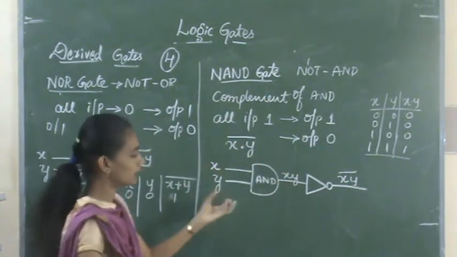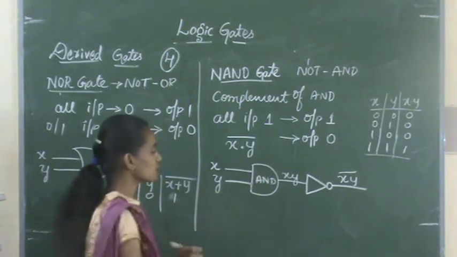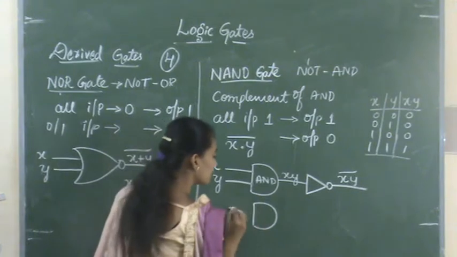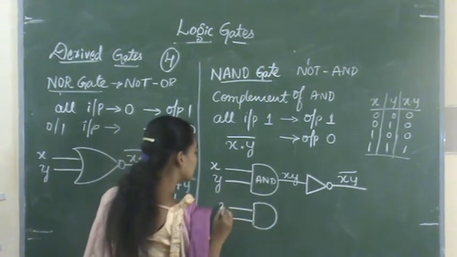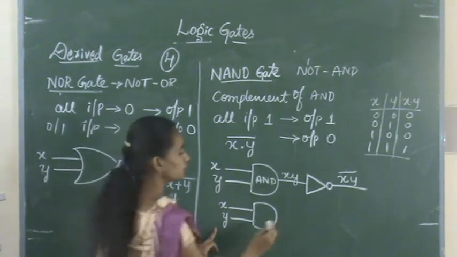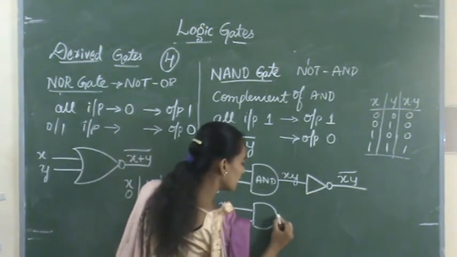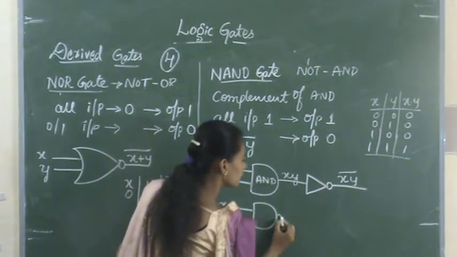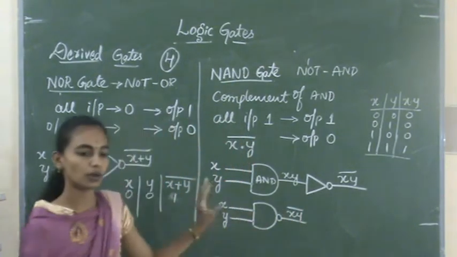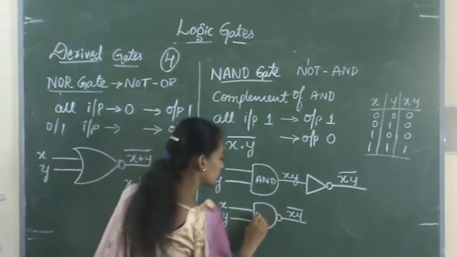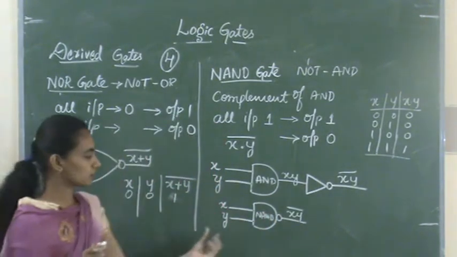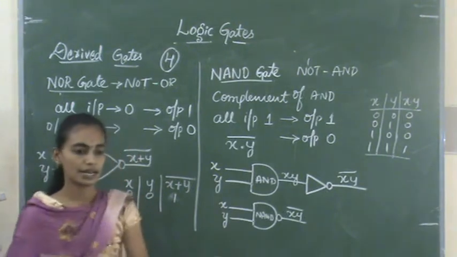So how to combine these two? We know that if I add a bubble to any gate, it becomes a complement, right? So x and y are the two inputs. If I write a bubble here, this produces the output x into y whole bar. So this is the NAND gate. This is the symbol used for a NAND gate.